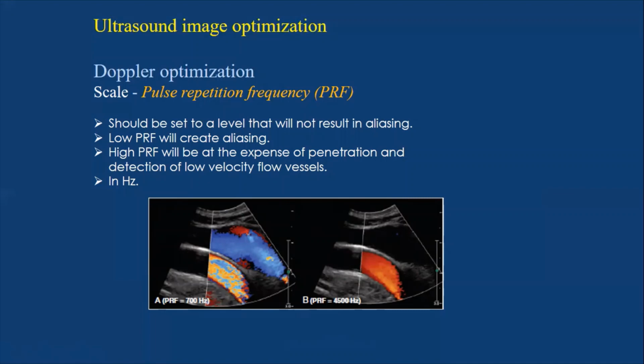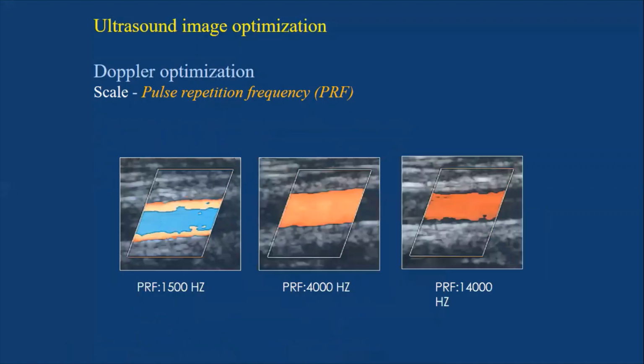So high PRF will be at the expense of penetration and detection of low velocity flow vessels, and it will be measured in hertz. Here we can see the low velocity in the internal jugular vein, and here it cannot be detected again. This is the same thing when using color duplex.